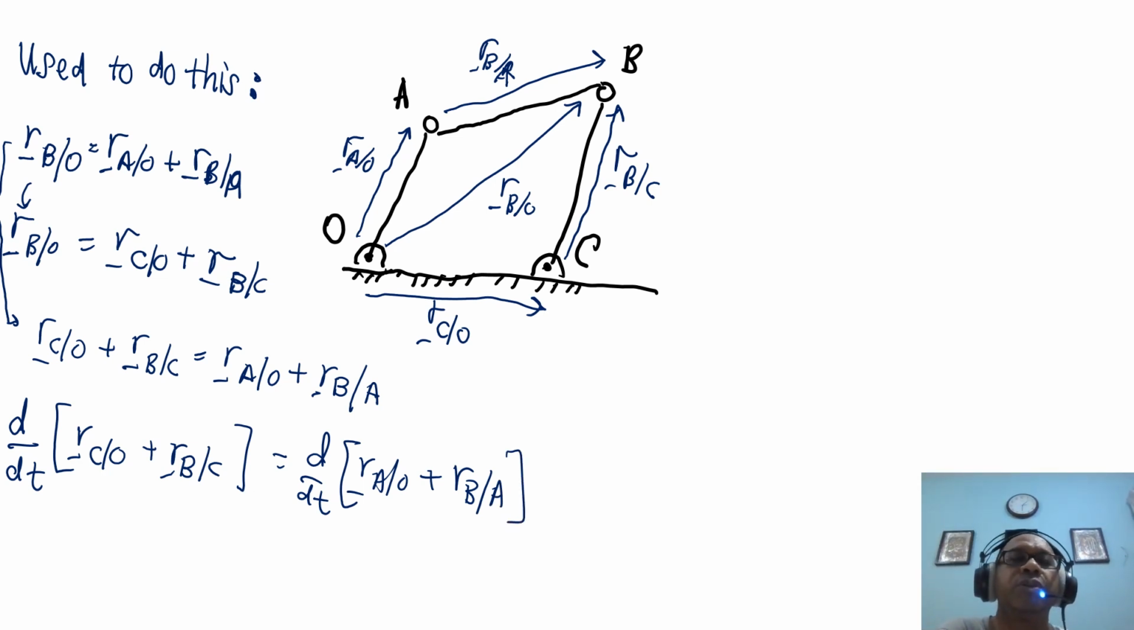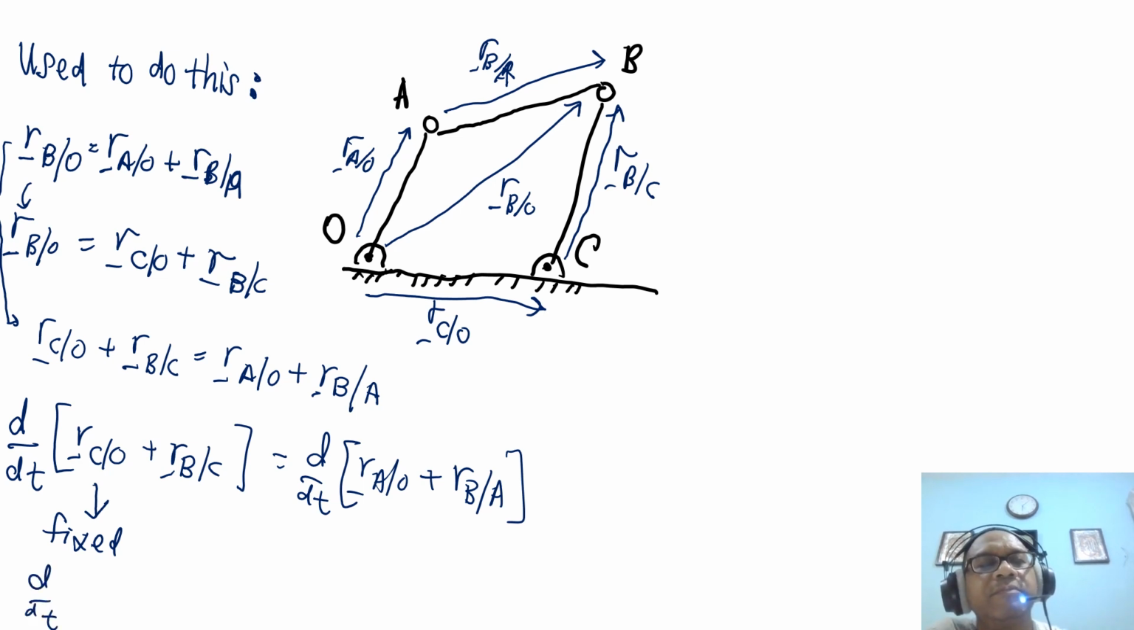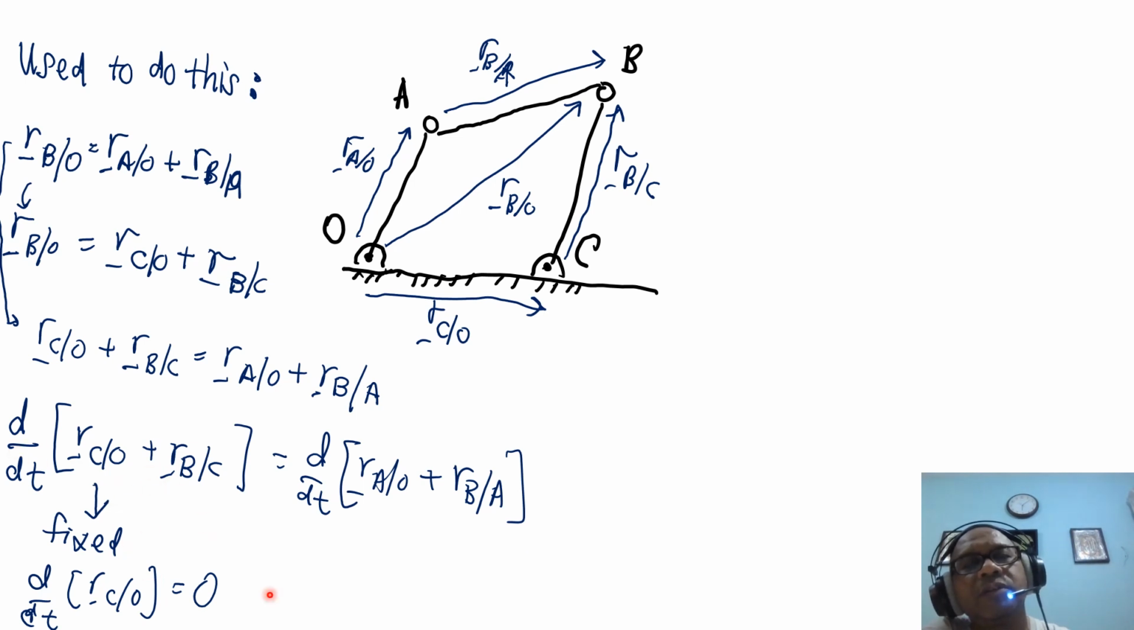So we know that position vector C relative to O is fixed. It's the ground, fixed, not moving. So d over dt of position vector C relative to O equals 0. C is fixed, not moving, so there's no need to repeat. Then what about B relative to C? B relative to C is also not moving, so we are only left with this equation.